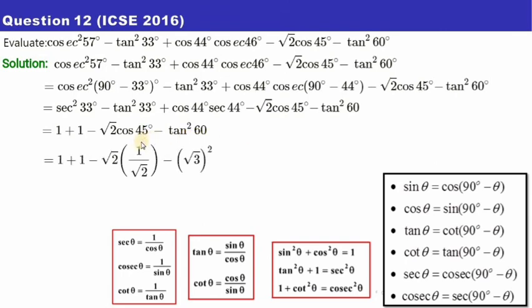Okay, now let's put the value of cos 45 and tan 60 also. So cos 45 is 1 by root 2, as you all know, minus tan 60 is root 3. Please verify these values from your trigonometric table. Okay, so you see root 2 and root 2 gets cancelled, so 1 plus 1 is 2, so this becomes minus is there, right? So this and this gets cancelled, so only 1 is there, minus root 3 square is 3, so minus 3 is there. So simplify it, your value turns out to be minus 2.